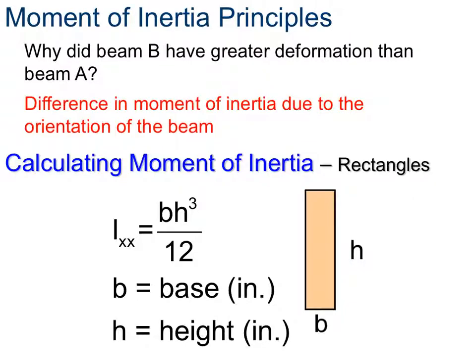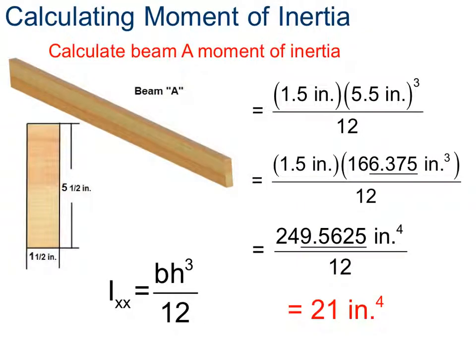Okay, so we're going to go ahead and calculate the moment of inertia, and then we're going to just use rectangles. So what this means is the moment of inertia is equal to the base times the height cubed and then divided by 12, okay? And this being the base right here, and then this being the height. So when you're talking about beam A, this is your base, and this is your height here.